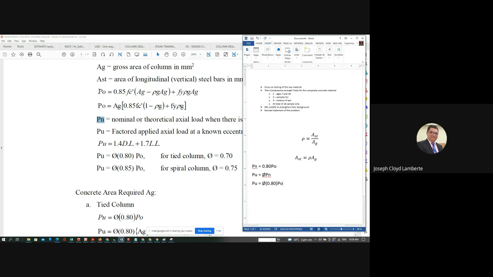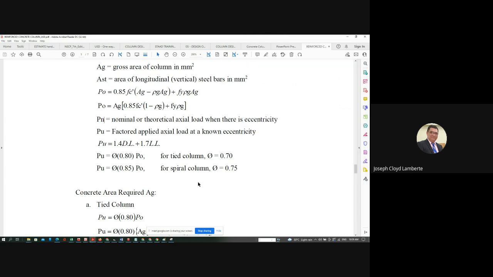So we have your PO. PO is the pure axial load, no eccentricity. PN is the one with a small eccentricity, which is equal to 0.8 of your PO. PN is 0.8 of your PO. And then PN is the reduced nominal axial load. I hope you understood, class.